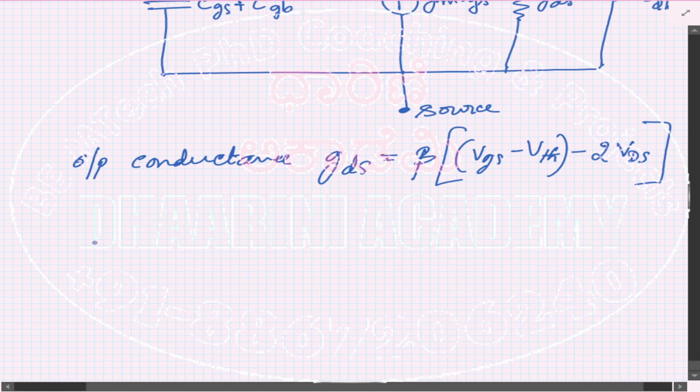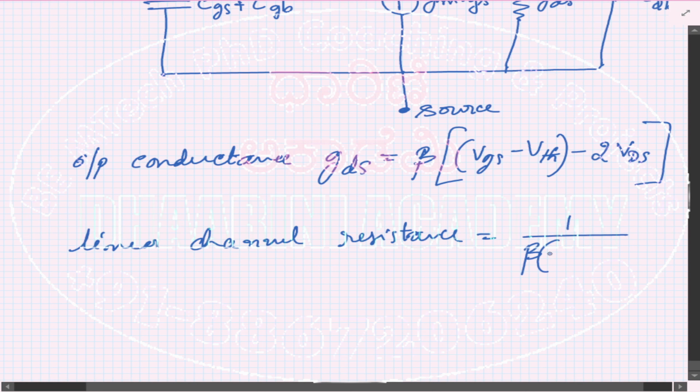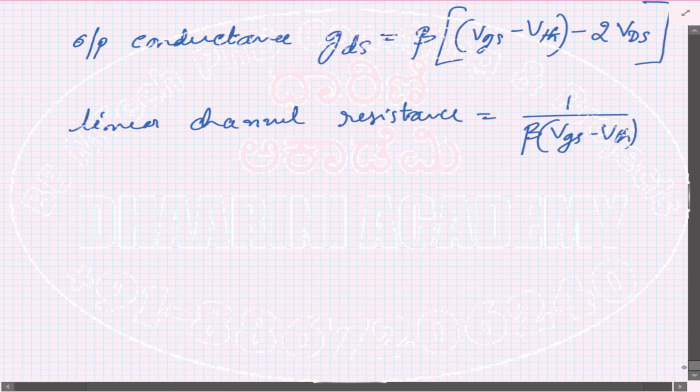Then the approximate channel resistance. We have another equation. This is called the linear channel resistance. We have another equation compared to what we already have studied. So this is 1 divided by beta times (VGS minus VTH). You can even use this. Then there is another formula to calculate what is called the transconductance.